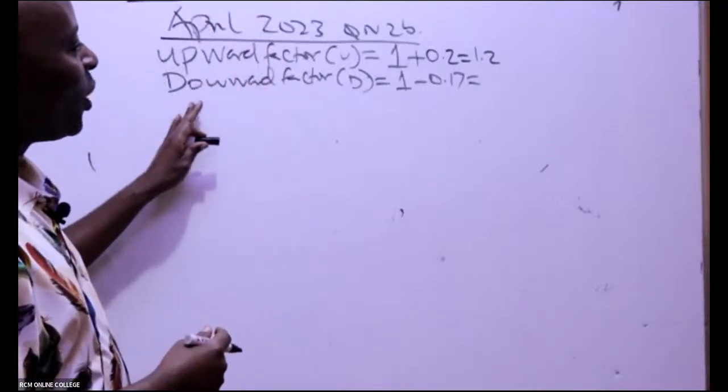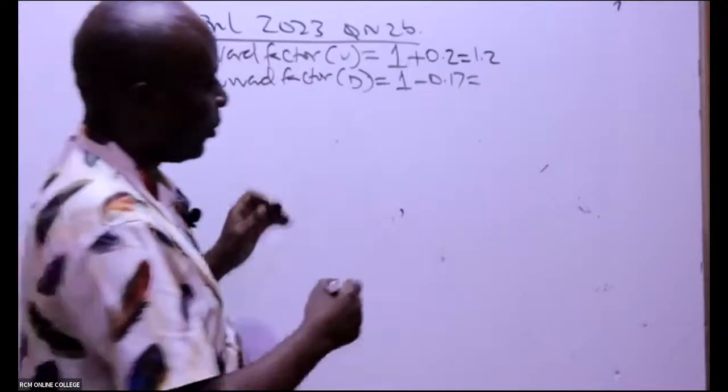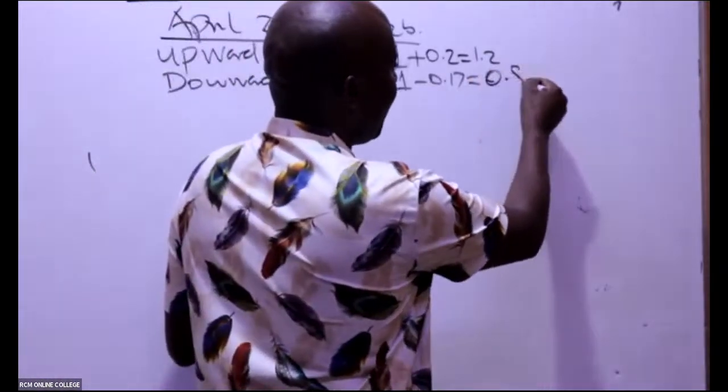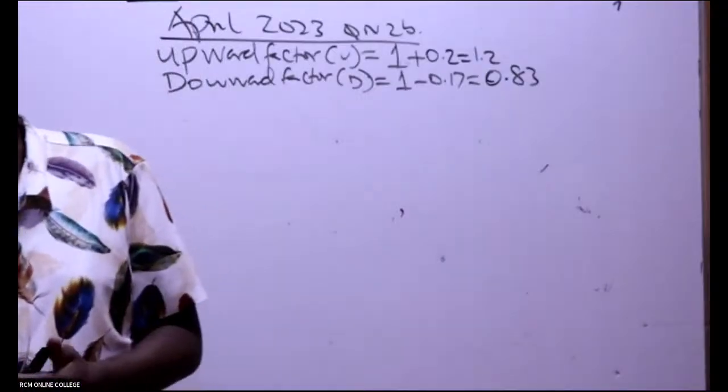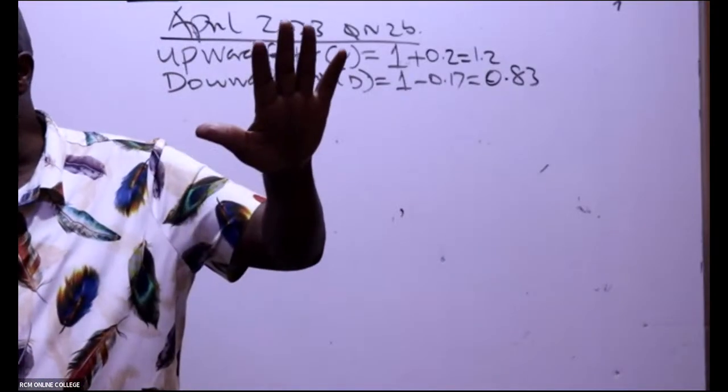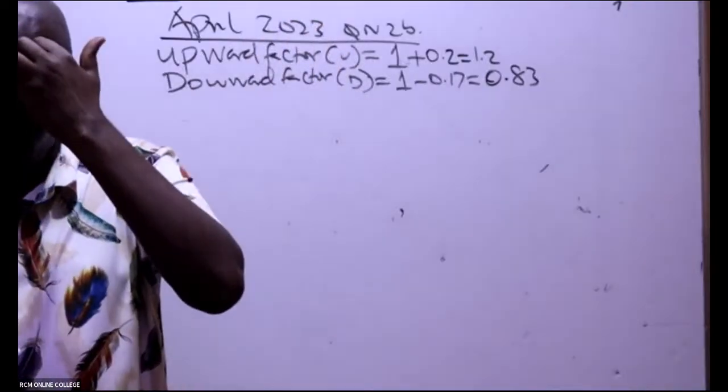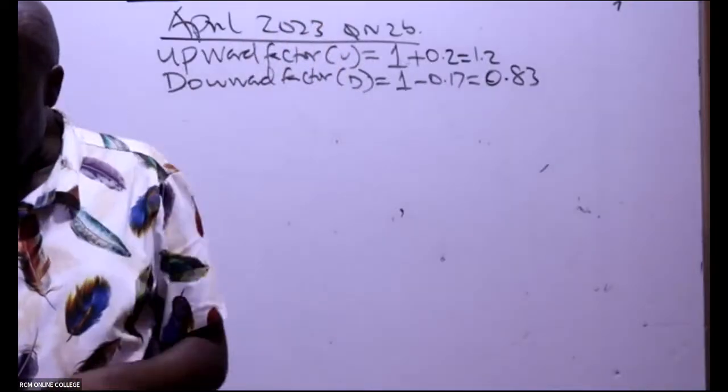So downward factor D is 1 minus 0.17, which gives us 0.83. Up to there, ladies and gentlemen, are we together first of all? Up to here, are we together?